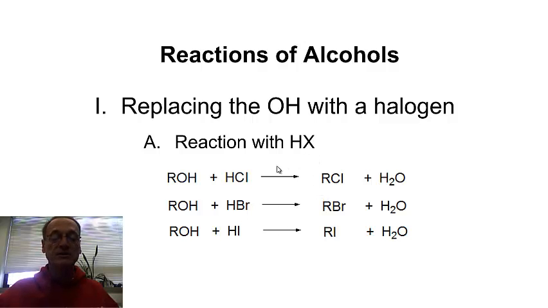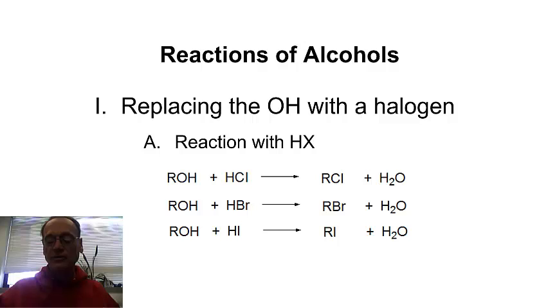You could just put the X in instead of chlorine, bromine, or iodine, and generically you'd be making RX, which is an alkyl halide. So it's a pretty simple reaction. It's an old-fashioned reaction and one with a pretty simple mechanism. So let's learn the mechanism of this reaction.